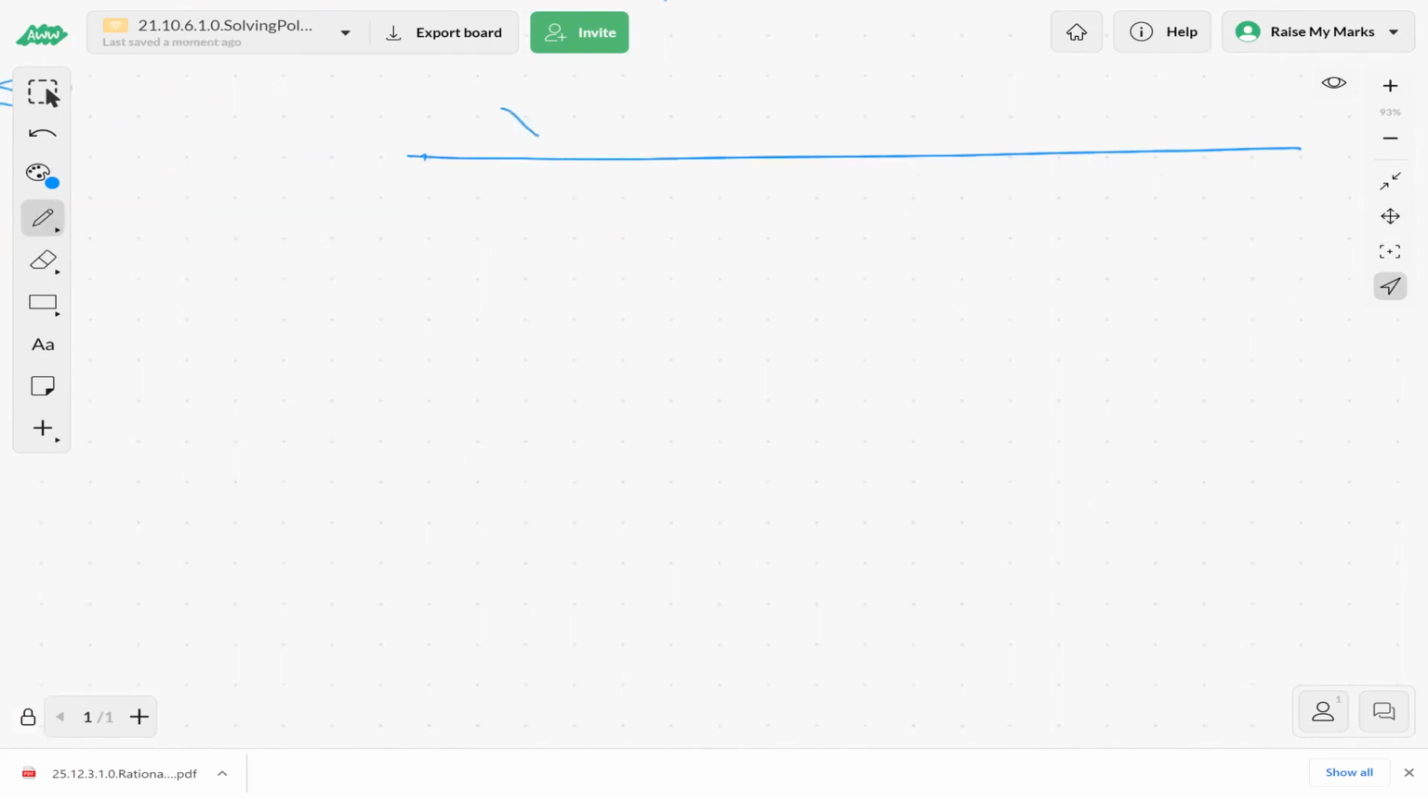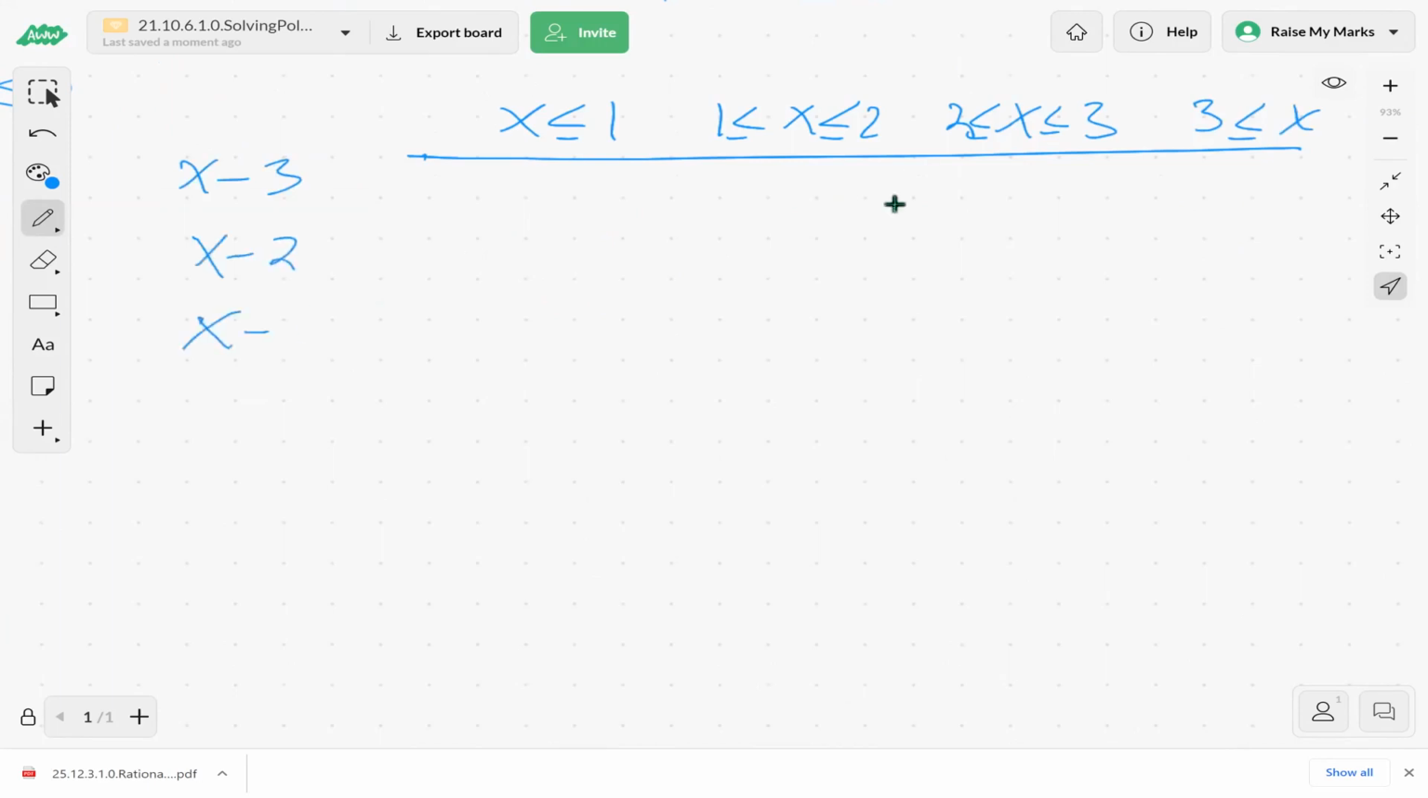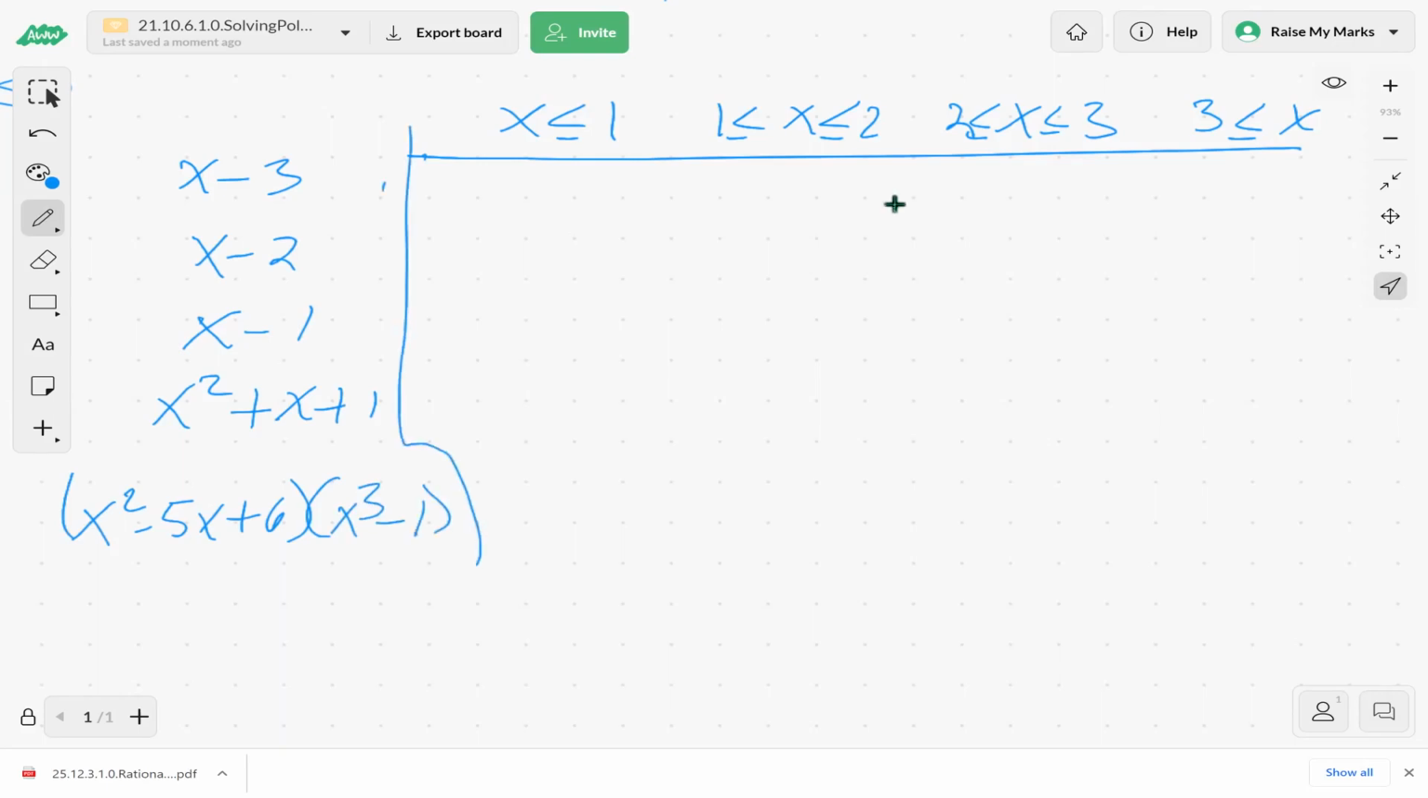Our first interval is when x is less than 1. Our second interval is when x is between 1 and 2. Third interval when x is between 2 and 3. And fourth interval when x is greater than or equal to 3. Let's put our factors in: x minus 3, x minus 2, x minus 1, and finally x squared plus x plus 1. And of course, the product of all of these is x squared minus 5x plus 6 times x cubed minus 1.